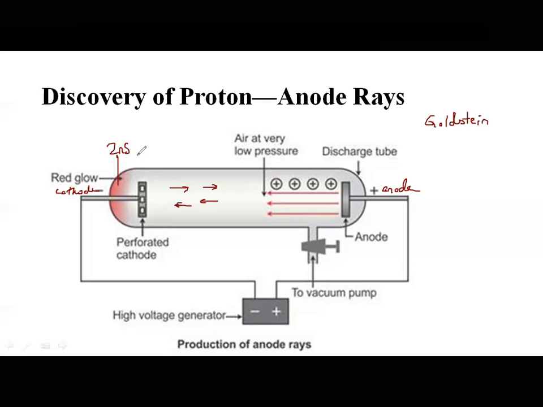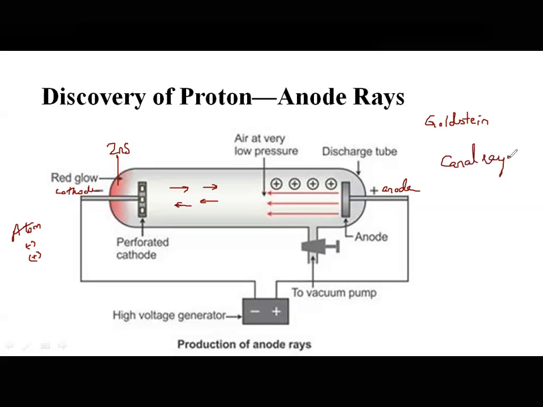Since the atom as a whole is electrically neutral, neither positive nor negative, if the atom contains negatively charged particles, then surely there must be positive charge in it. And that positive charge will move in the opposite direction. Therefore, it was thought that some positively charged particles must also be present in atoms. So Goldstein modified the cathode, and successfully he discovered new rays called canal rays.